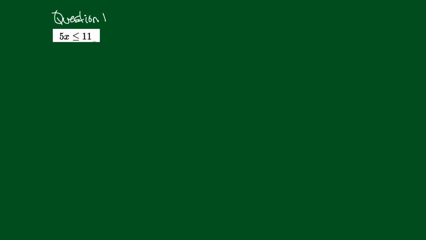So what we're looking for are what values of x will we get if I multiply them by 5 and I still get a number that's less than or even equal to 11. So let's divide both sides by 5.